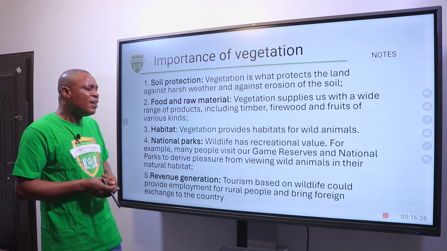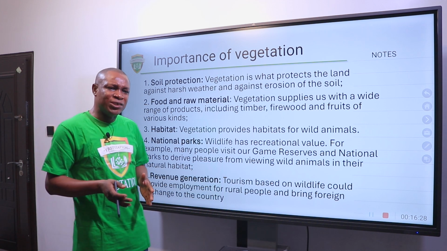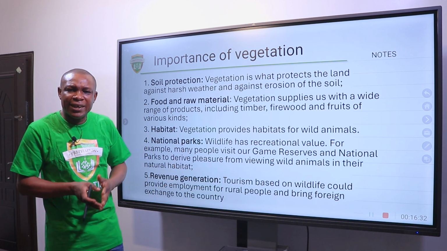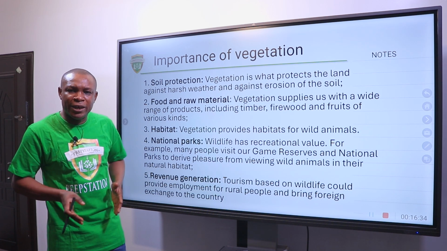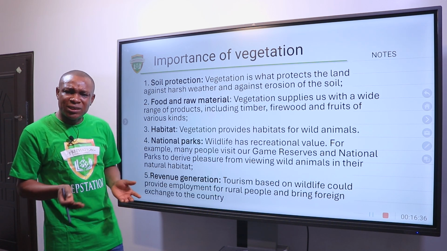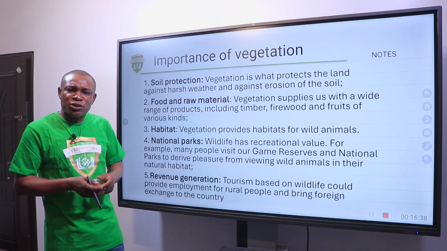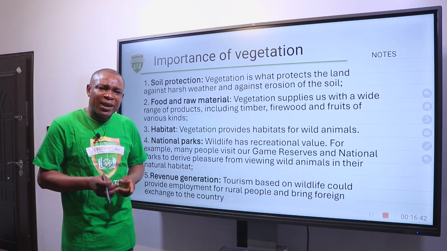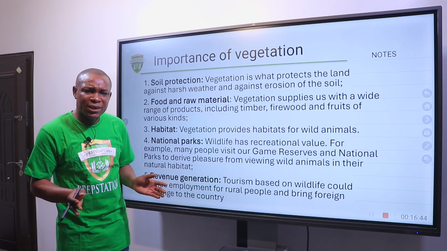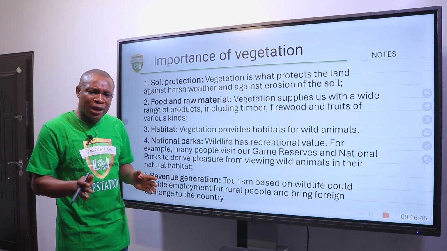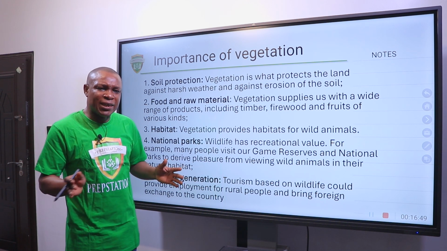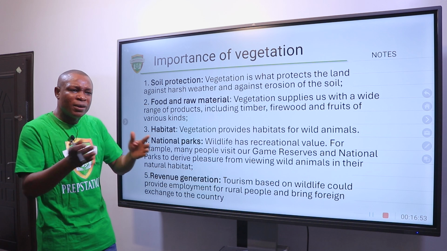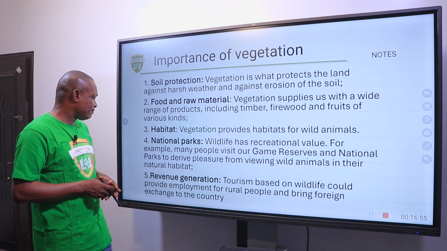National park. Some of the vegetation in Nigeria, especially the forest vegetation, has been declared a national park or game reserve. So this is one of the importance. When such areas have been declared as national park or game reserve, that means you cannot do hunting there, you cannot cut down trees there. The forests there are preserved or conserved for future use.